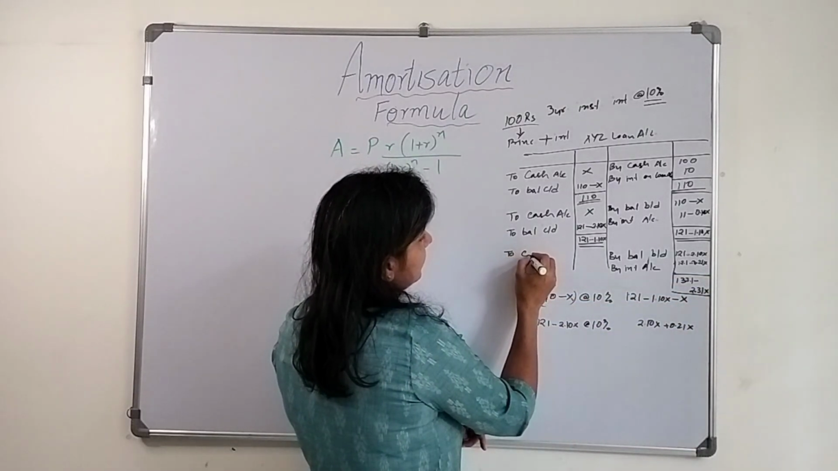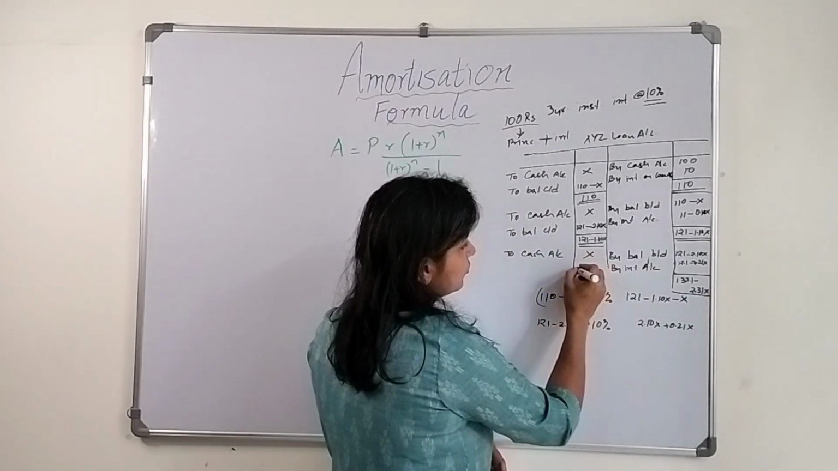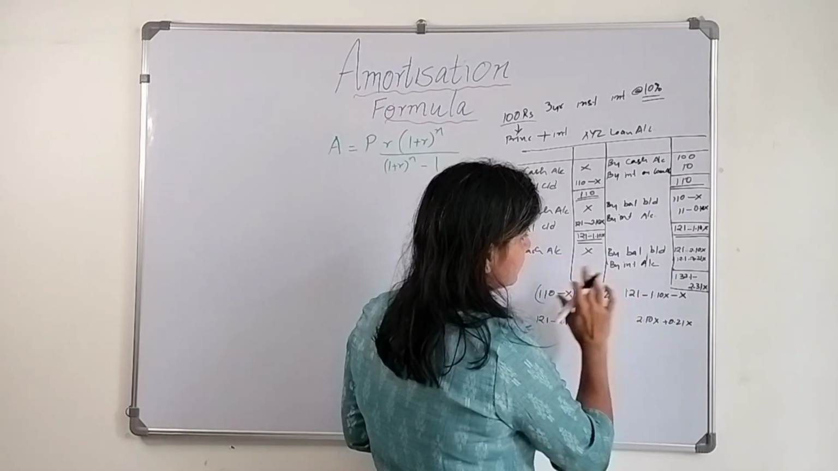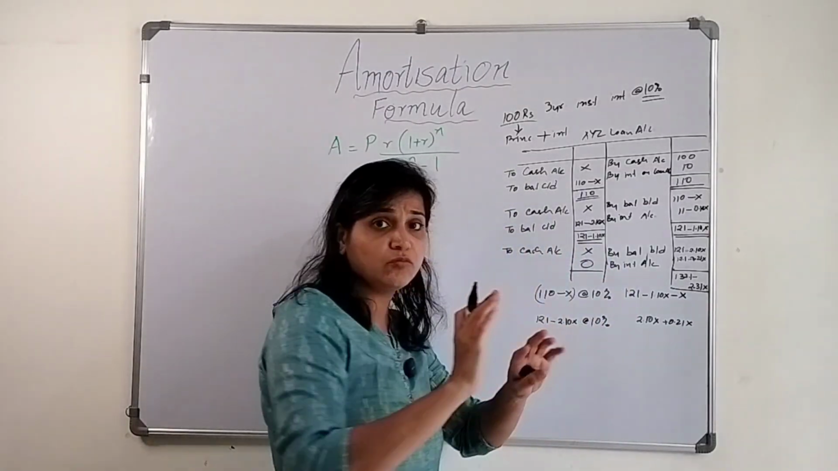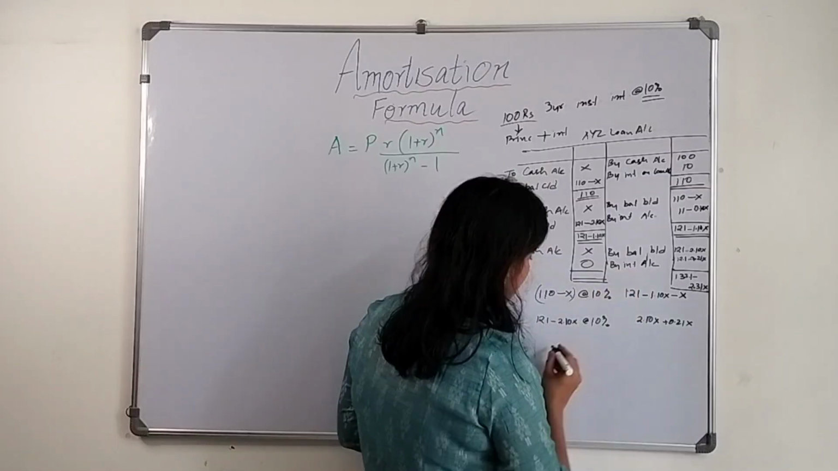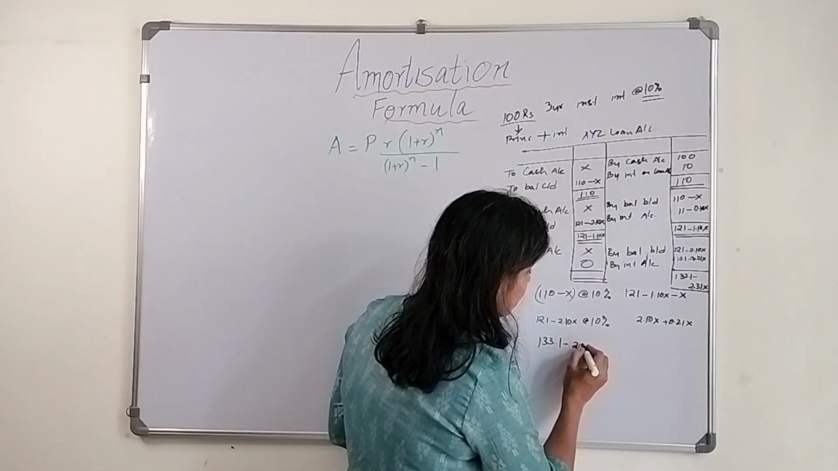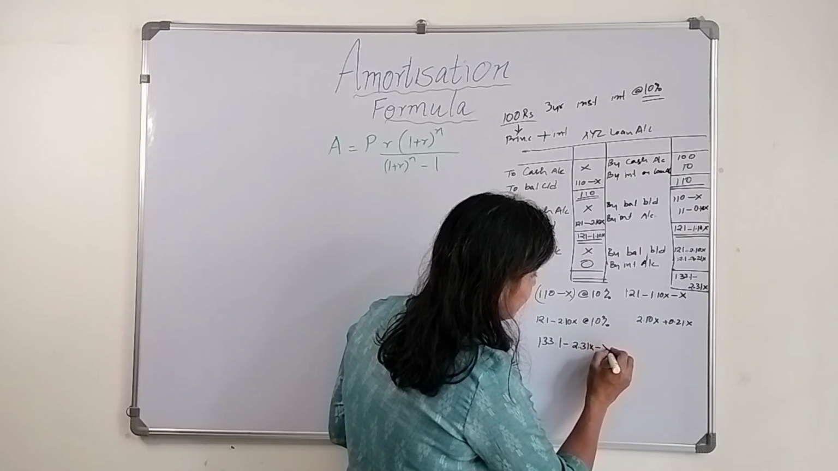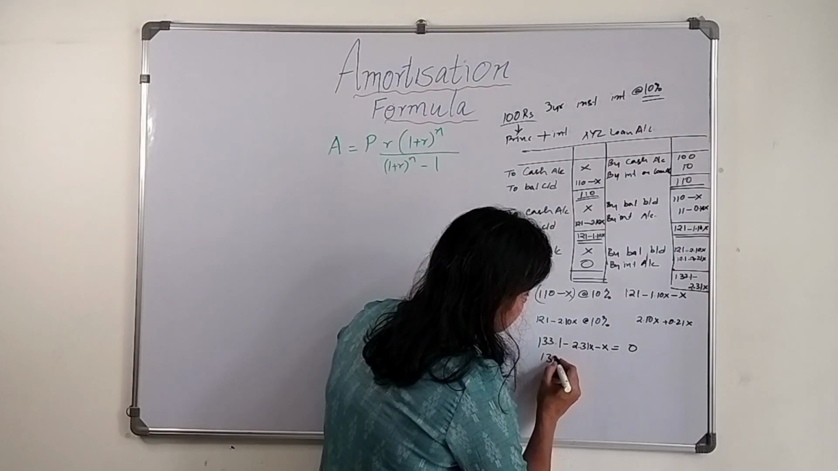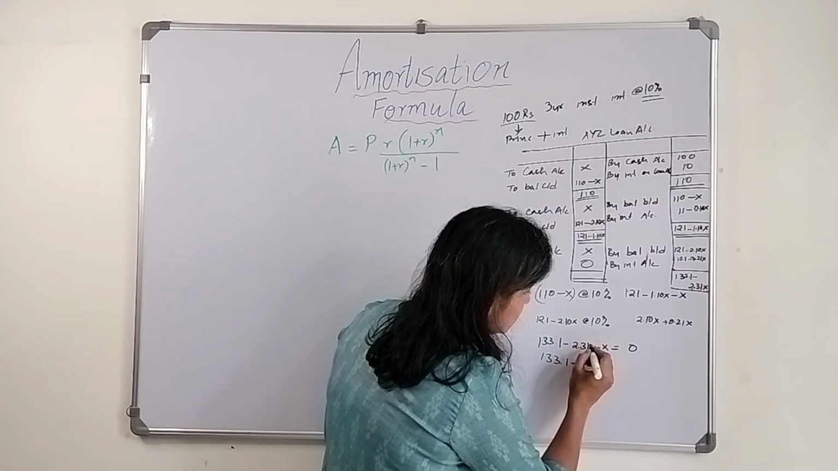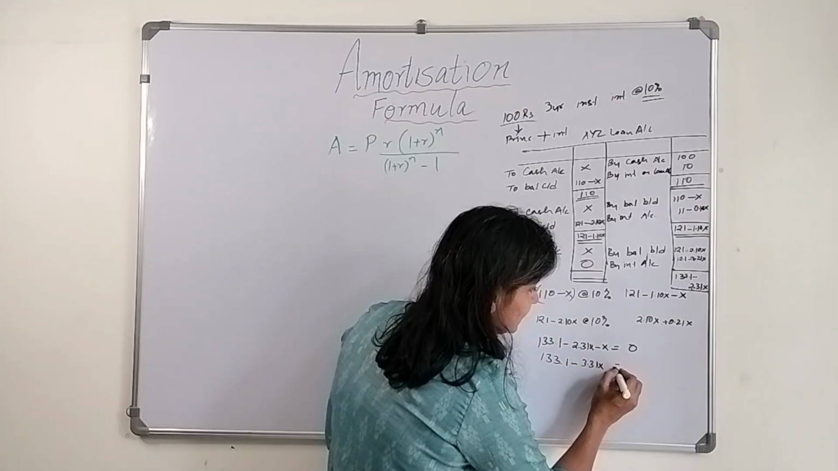Again I paid X to cash account. Now there is no more balance, this has become 0, no more amount is due. So 133.1 minus 2.31x minus x, that is 3.31x, equals 0.